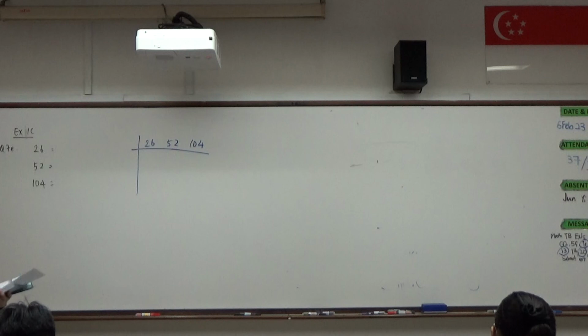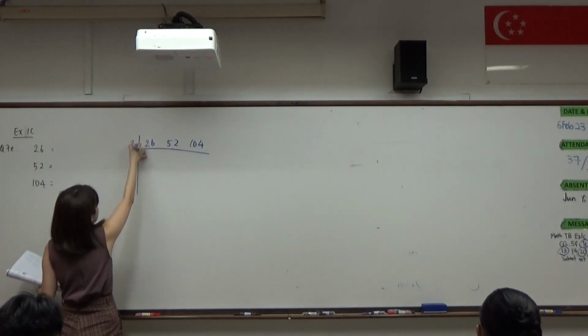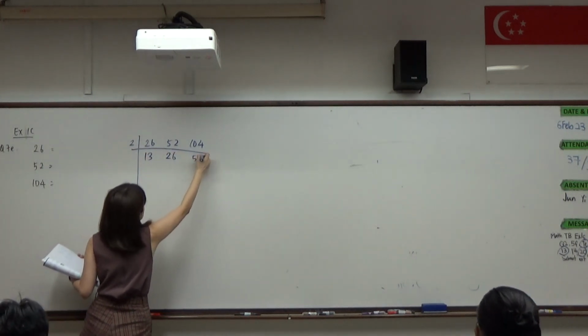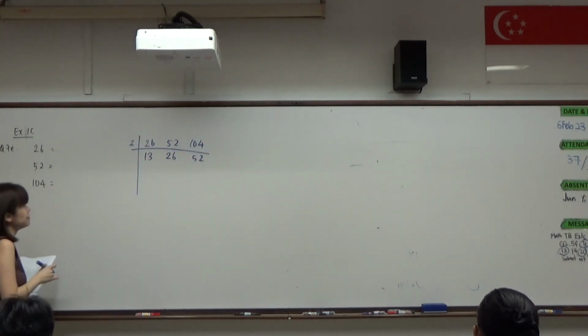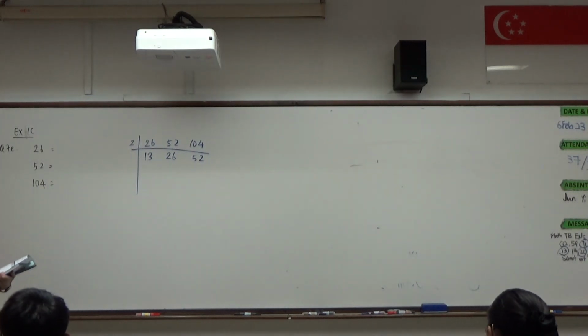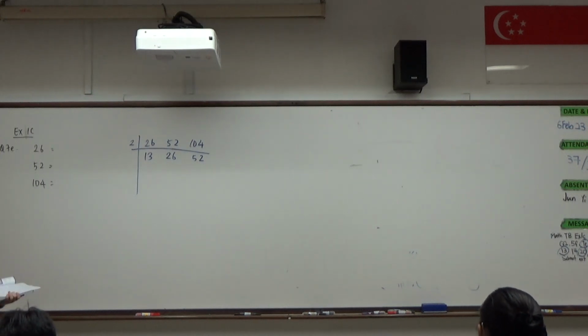If you want to do the ladder method, this is how it looks. First of all, you divide by 2 throughout. And then we have this. Then 13, 26, and 52, can they all be divided by 13? Can, right?